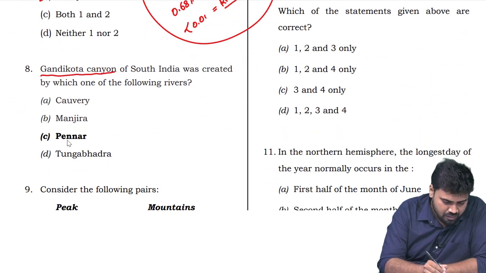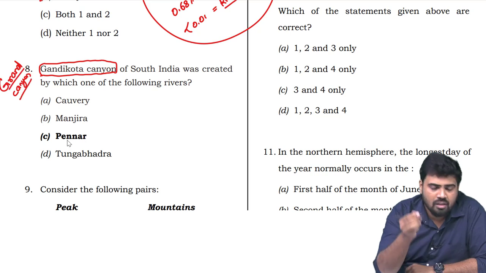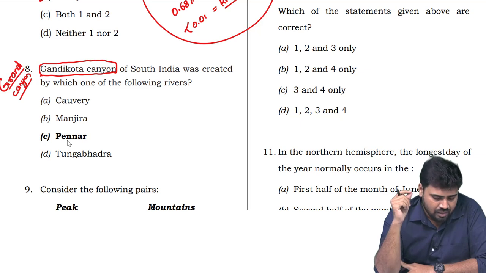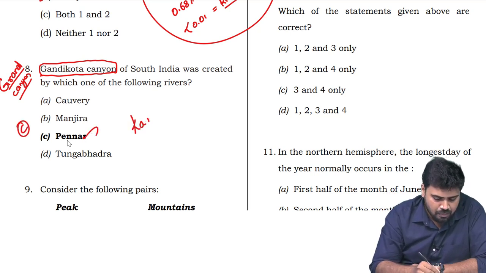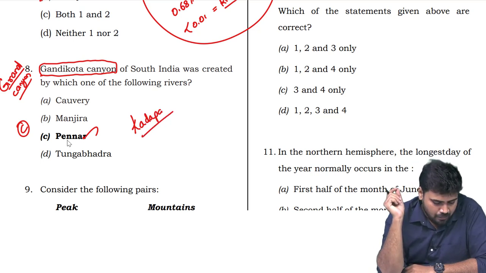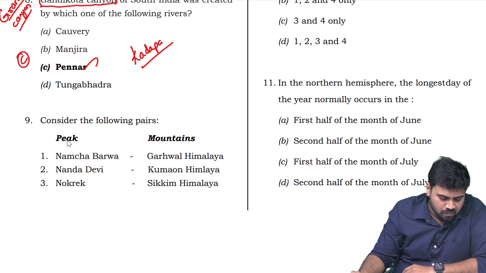8. Yeah, it is very important. Gandikota Canyon. See, we often know the Grand Canyon in USA. Gandikota Canyon is often referred to as the Grand Canyon of India. So it is a previous year question, a recent question. Gandikota Canyon of South India was created by which of the following rivers? It is Pennar, Andhra Pradesh. It is in Kadapa district. So Gandikota Canyon, river Pennar. Don't confuse with Thenpennai, it is different, Pennar is different. So 8 option C.